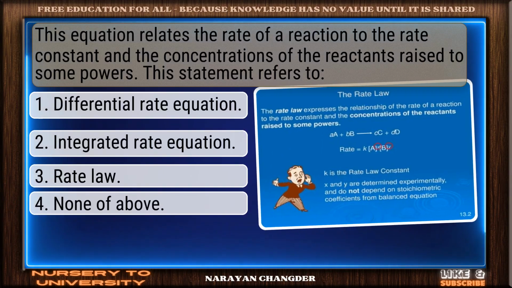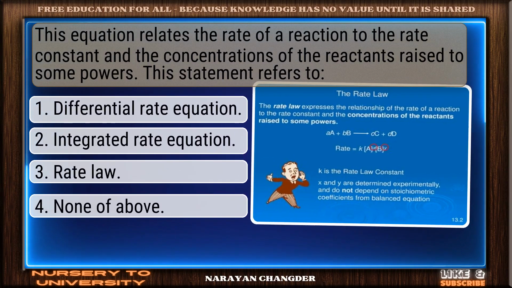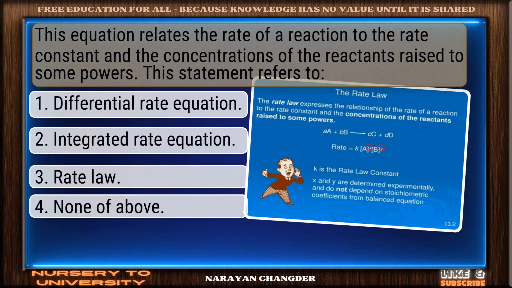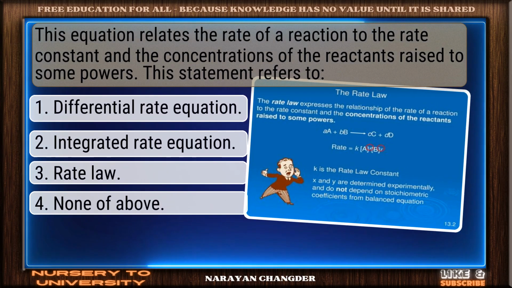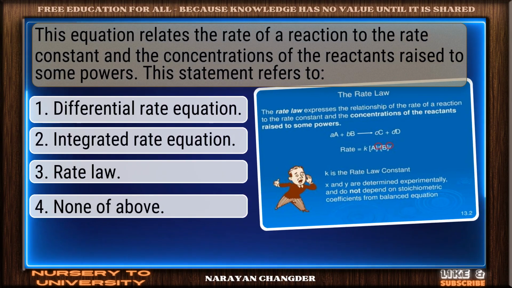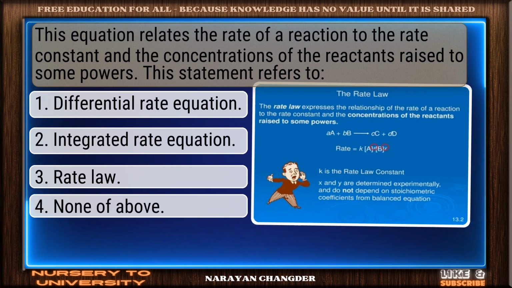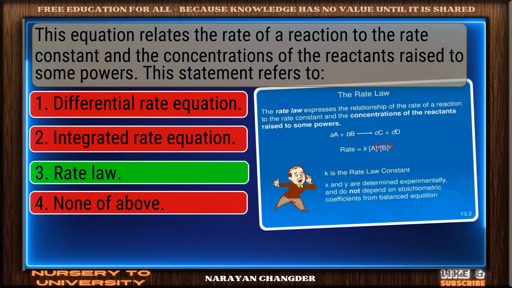This equation relates the rate of a reaction to the rate constant and the concentrations of the reactants raised to some powers. This statement refers to Option 1, differential rate equation. Option 2, integrated rate equation. Option 3, rate law. Option 4, none of above. Keep it up, rate law.